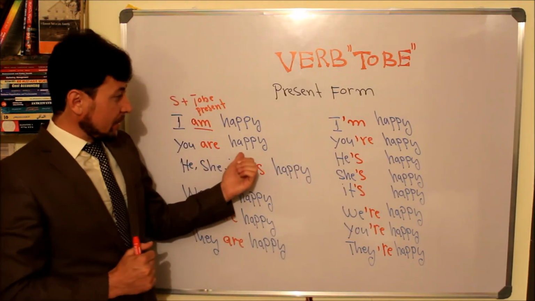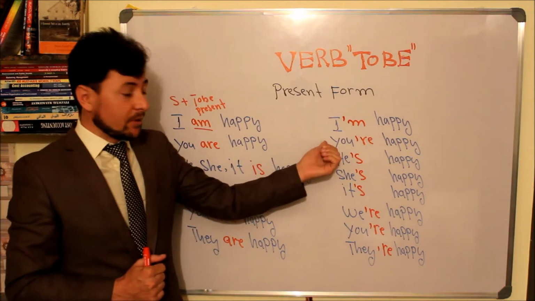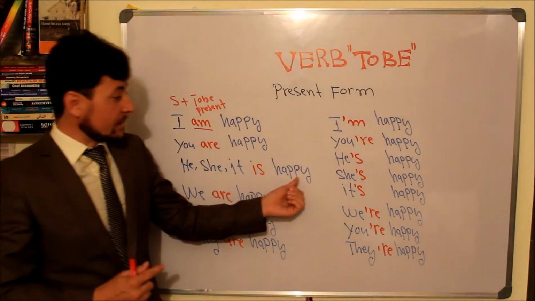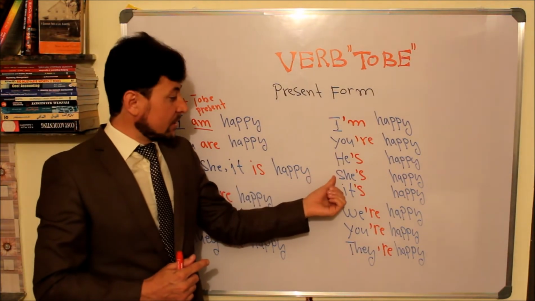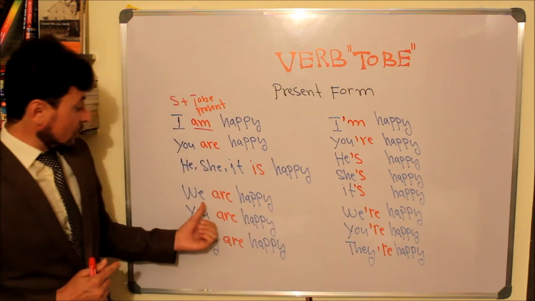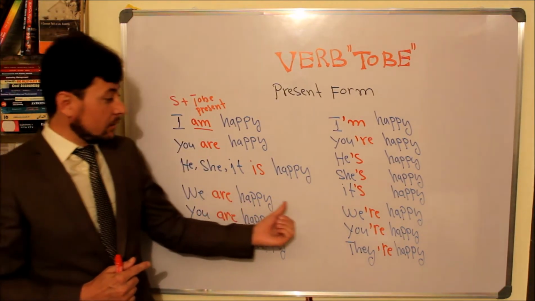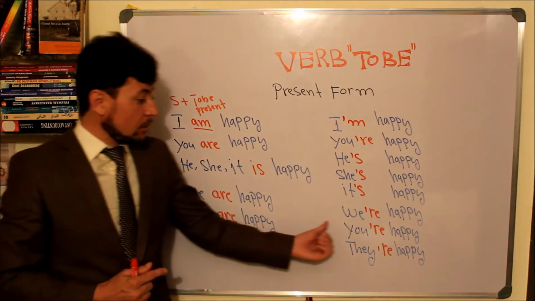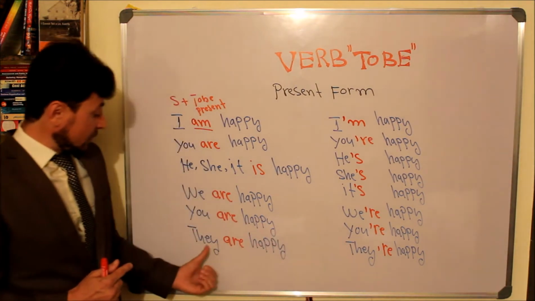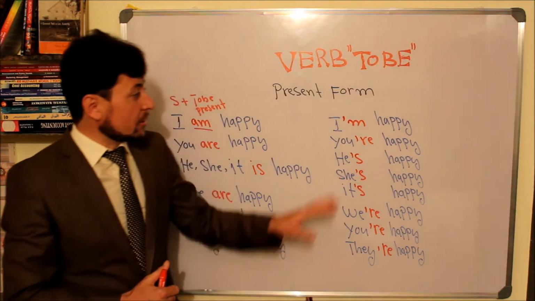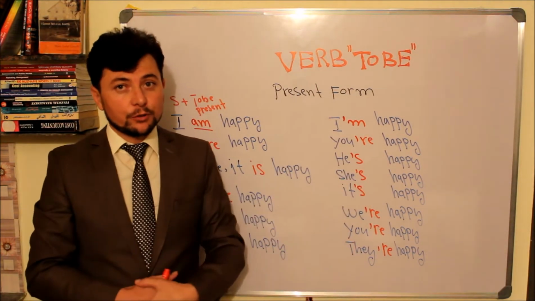So let's have a look at the rest of the sentences. You are happy. You're happy. He, she, it is happy. We can say he's happy, she's happy, it's happy. We are happy. We're happy. You are happy. You're happy. They are happy. They're happy. So this is the contracted form of verb to be.